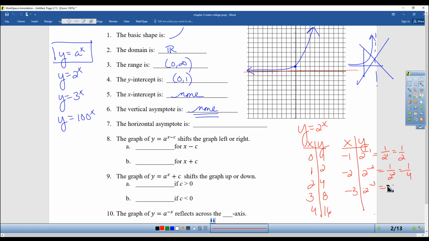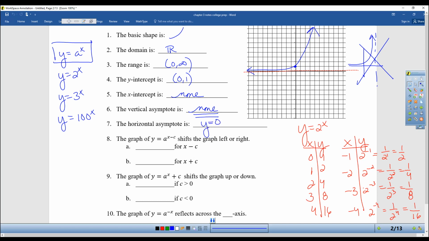2 to the negative 3 is 1 over 2 to the 3. We've already done 2 to the 3. This is 1/8. Look what keeps happening to this number. It keeps getting smaller, but is it ever going to equal 0? It's not. It's just going to keep getting smaller and smaller, but it will never actually reach 0. So we call that a horizontal asymptote. y is equal to 0.